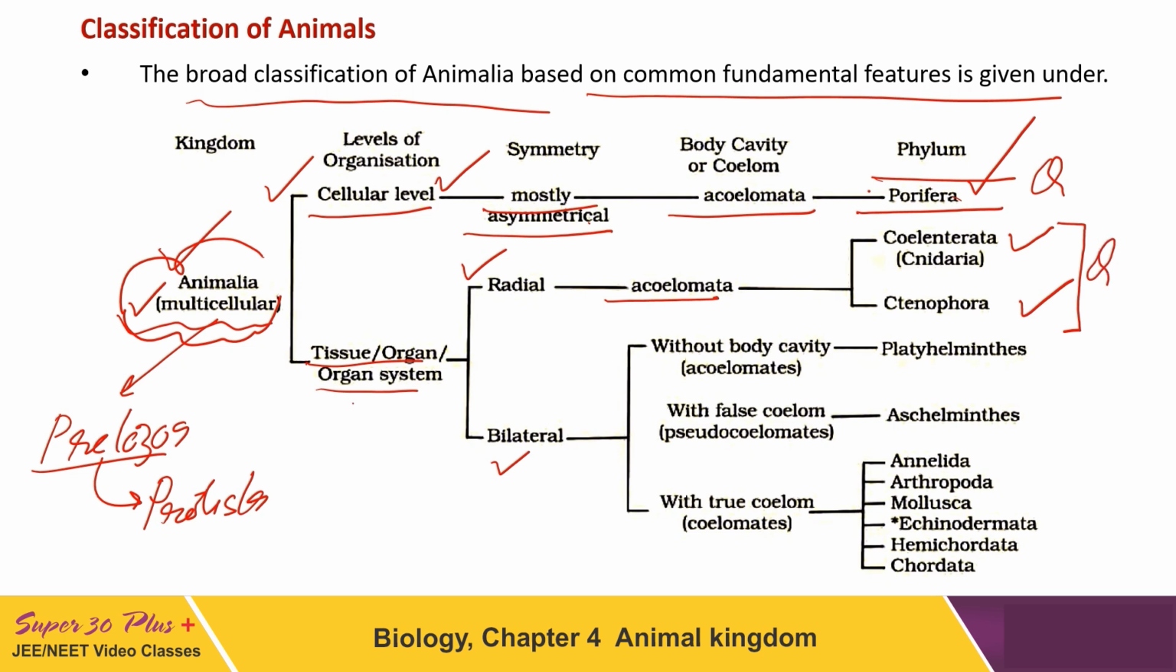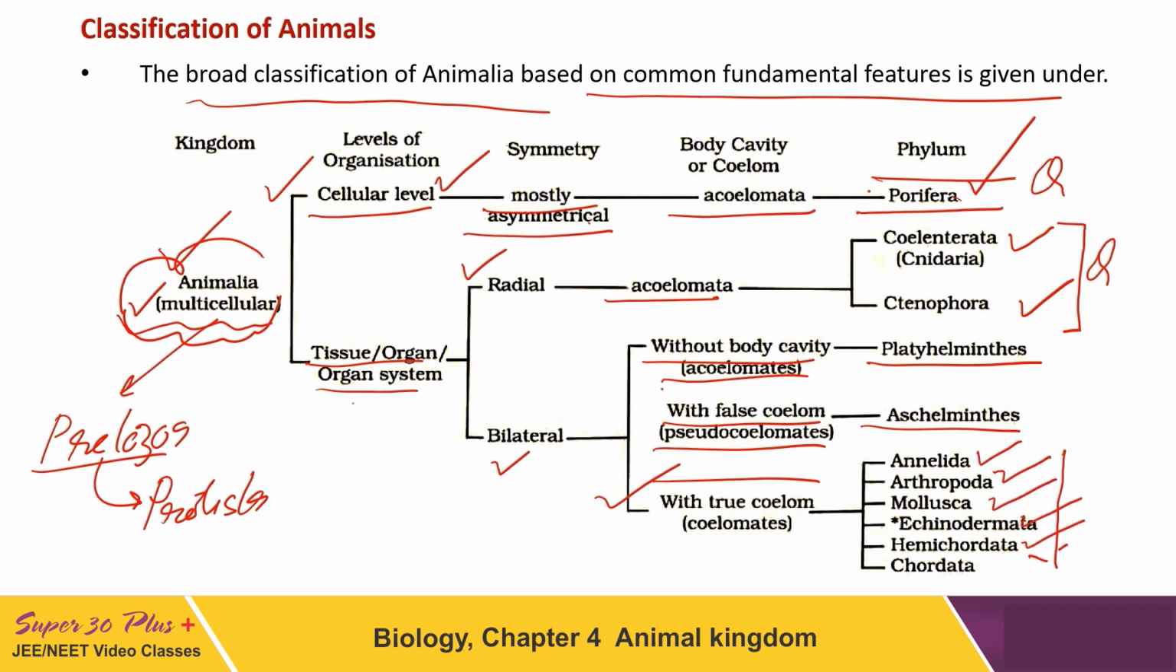Bilateral symmetry, that is without body cavity. Is it right? In case of Platyhelminthes, bilateral symmetry, false coelom, pseudocoelom. In case of Aschelminthes, Ascaris is there, and with true coelom, and again important one, true coelom, Annelida onward up to Chordata: Annelida, Arthropoda, Mollusca, Echinodermata, Hemichordata, and Chordata. We belong to which? We belong to Chordata. That's why we have true coelom.